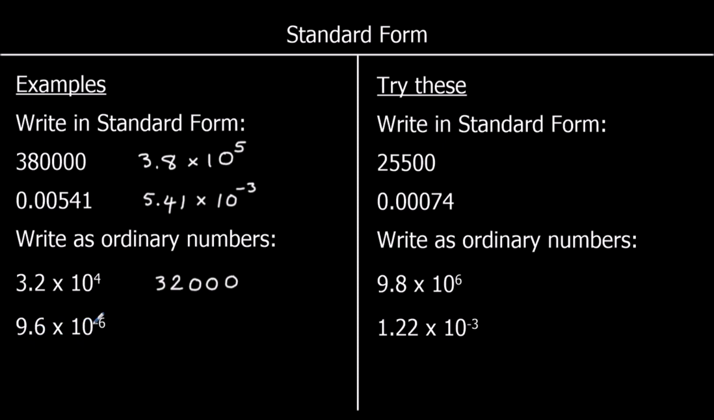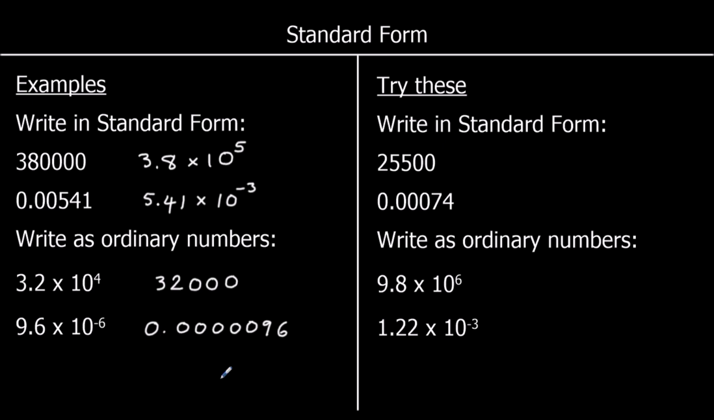9.6 times 10 to the power of negative 6. So 9.6 divided by 10 6 times. So we're going to have 1, 2, 3, 4, 5, 6 zeros, and then a 9, 6. So 1, 2, 3, 4, 5, 6. So if we start with 9.6, divide by 10 once, 0.96, twice, 0.096, 3, 4, 5, 6 times.